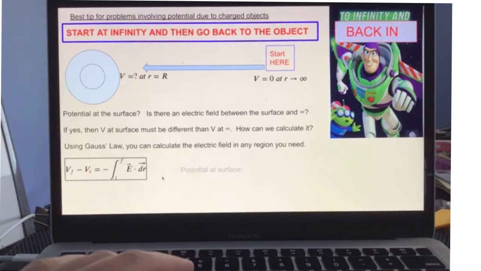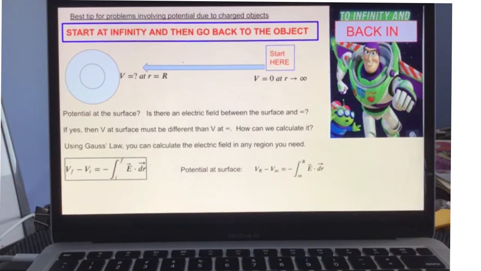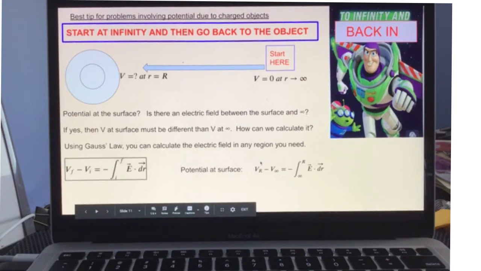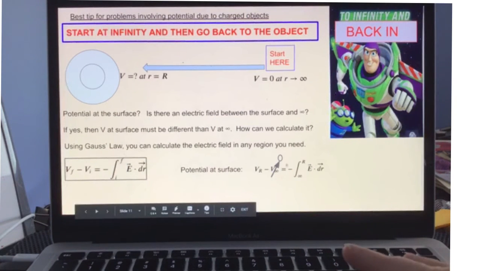So the potential at the surface. What did I say to do? You start at infinity. So there it is, that's the initial, and then we're finishing at V at big R. That's the potential at the surface. There's initial, there's final. This electric field is whatever electric field exists out here, and again, you can figure that out using Gauss's law. What's really nice here, of course, is that the V at infinity is 0. So you can use this to figure out the potential at the surface. That's literally V of R.